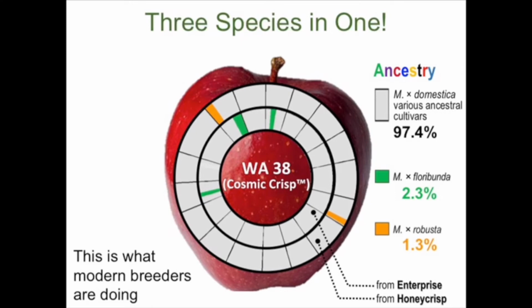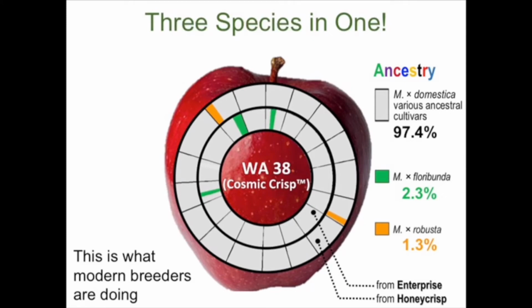This little sliver up here is in almost the right spot, but Enterprise actually has a little bit more green. So the actual gene for scab resistance is just into the grey. And just by chance, it recombined right there in the ovule that became WA38, and it did not inherit the scab resistance.